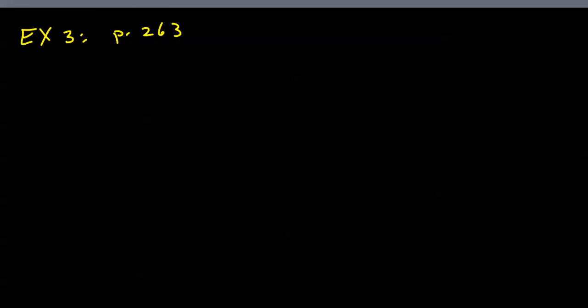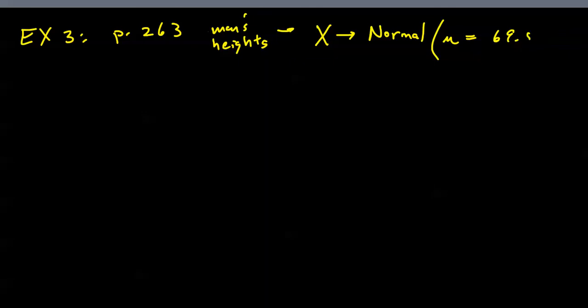Alright, assume that heights of men are normally distributed with a mean of 69.5 inches and a standard deviation of 2.4 inches. So we're talking about men here for this example, men's heights, and I'll let the variable x represent all of men's heights. The author claims that these men's heights are normally distributed with a mean of 69.5 inches and a standard deviation of 2.4 inches.